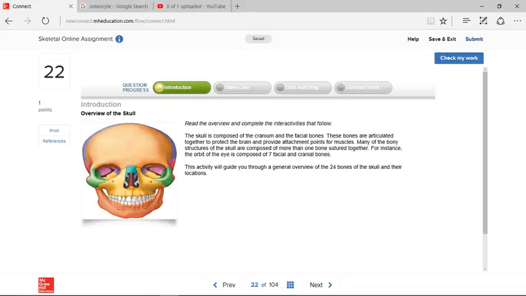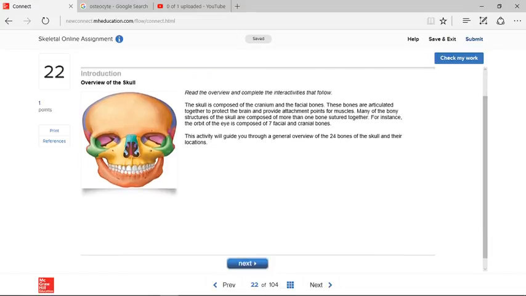Let's go. So, read the overview and complete the interactivities below that follow. The skull is composed of the cranium and the facial bones. These bones are articulated together to protect the brain and provide attachment points for muscles. Many of the bony structures of the skull are composed of more than one bony tissue tied together. I said that way wrong. For instance, the orbit of the eye is composed of 7 facial and cranial bones. Alright, so let's go. This activity will guide you through a general overview of 24 bones of the skull and their locations.